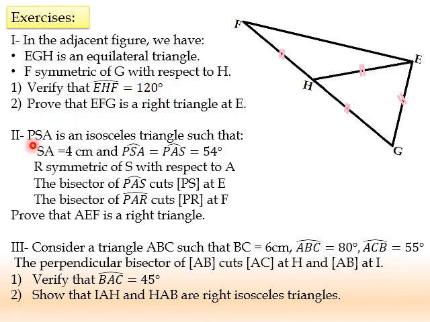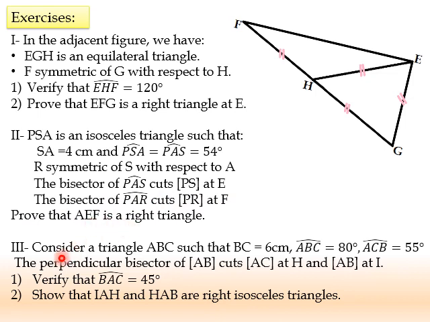Now, another exercise. PSA is an isosceles triangle. You have to draw this triangle first. SA equals 4 cm, PSA equals PAS equals 54. Then R is symmetric of S with respect to A, or in other words, A is the midpoint of RS. You have to draw the bisector of PAS, and this bisector cuts PS at E. Draw the bisector of PAR, and the point of intersection with PR is F. Now, after you draw it, you have to prove that AEF is a right triangle.